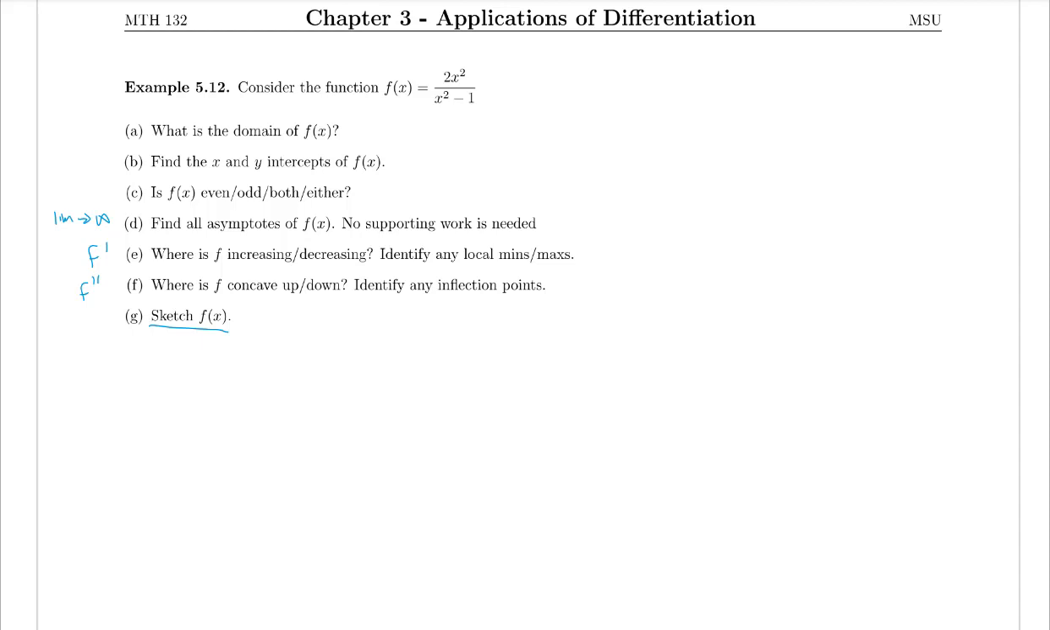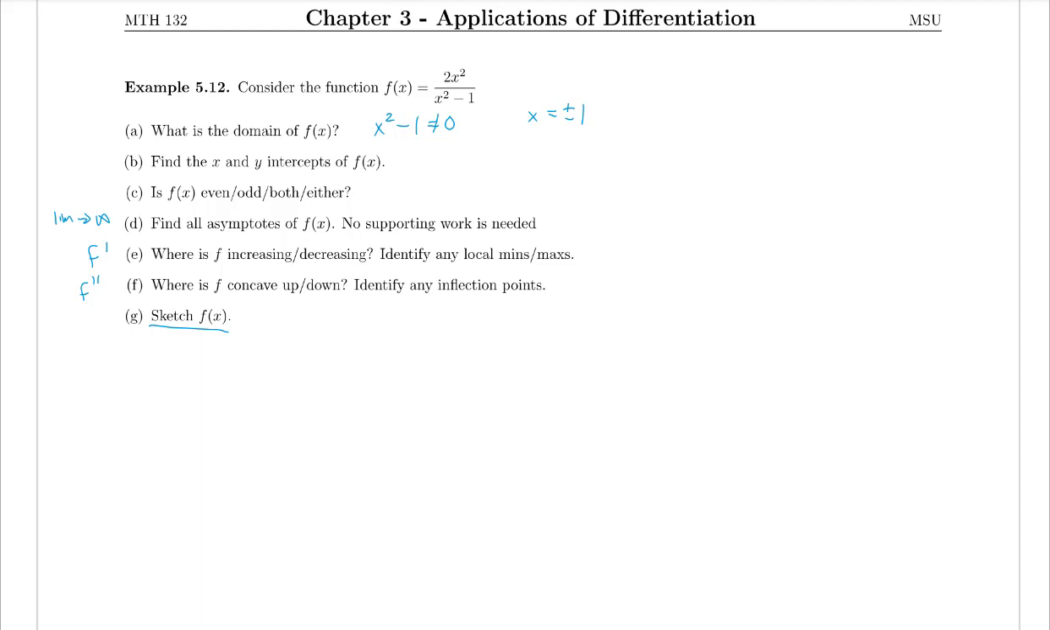First of all, we need to figure out the domain. The way that we're going to figure out the domain is we need to figure out where the denominator is equal to 0. So where x is equal to plus or minus 1, if we just add the 1 over and take the square root, that's where the denominator is going to be 0.